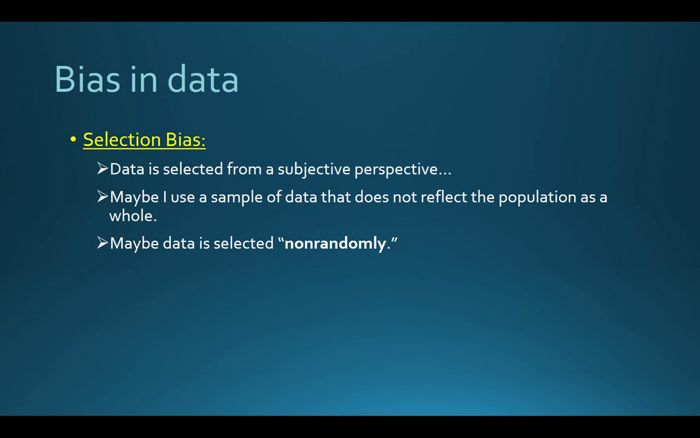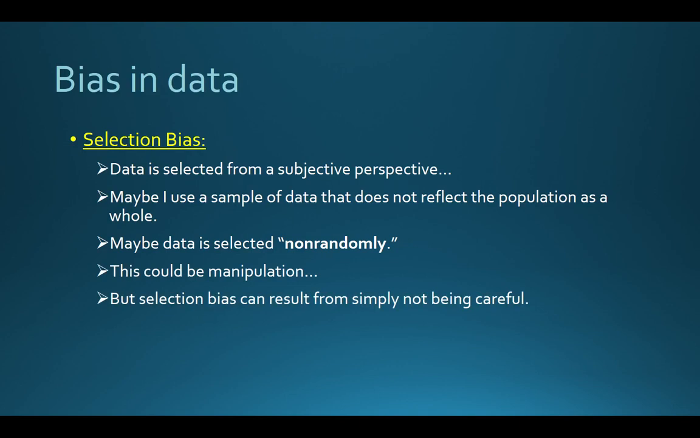We probably want to be randomly selecting people to interview as opposed to picking and choosing just to confirm our own point of view, right? Because if we do that, then it would be manipulation. But selection bias can result from simply not being careful. If I pick and choose, I'm manipulating the situation. Clearly, I'm causing the selection bias. But what I'm trying to say is that selection bias can result simply by being careless, because you're not thinking critically about what you're doing.